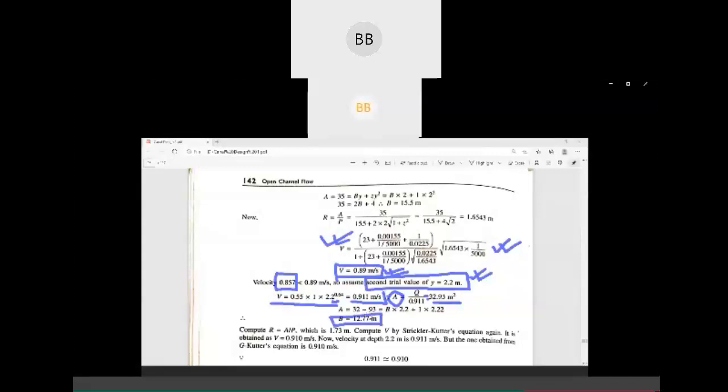Once you calculate the width of the channel, using the equation of wetted perimeter, you find out the wetted perimeter, and after that you find out the R value, A by P. Once you have calculated the R value, again you use Kutter's equation for velocity, and you find out the velocity.